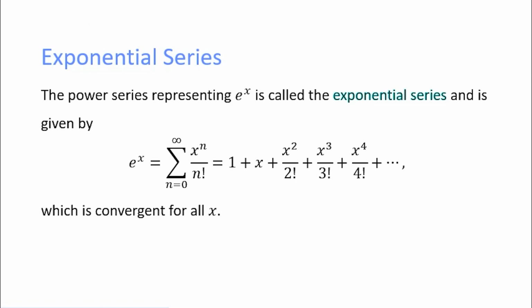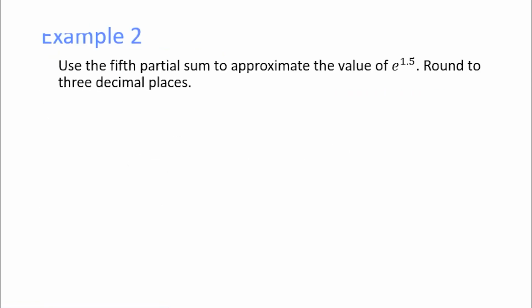x to the power of 2 over 2 factorial is simply substitution into the formula. Example 2. Use the fifth partial sum to approximate the value of e to the power of 1.5. Round to 3 decimal places.